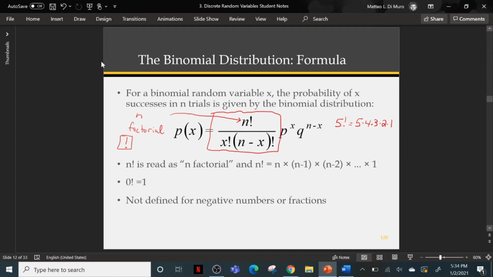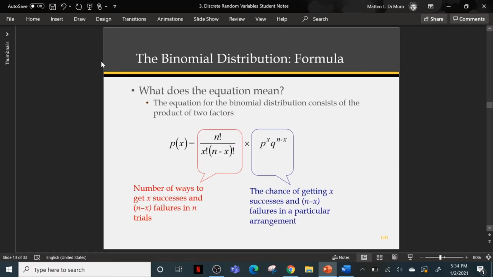A couple of important points here, and we're not going to get into them. It's not the purpose of this course, but 0 factorial is equal to 1, which might be kind of strange, but there you have it. And it's not defined for negative numbers or fractions. So you can't do the factorial of a half, nor can you do the factorial of a negative number. It just doesn't work out.